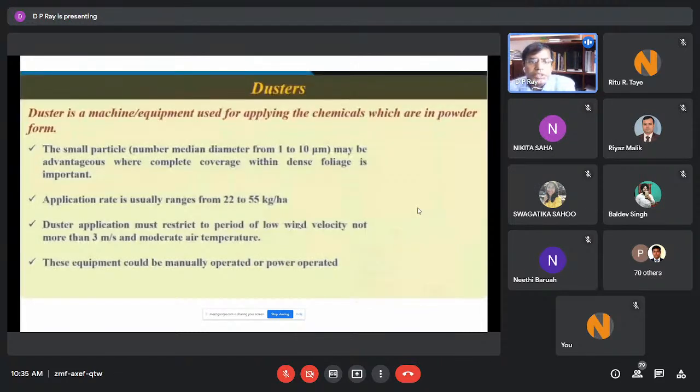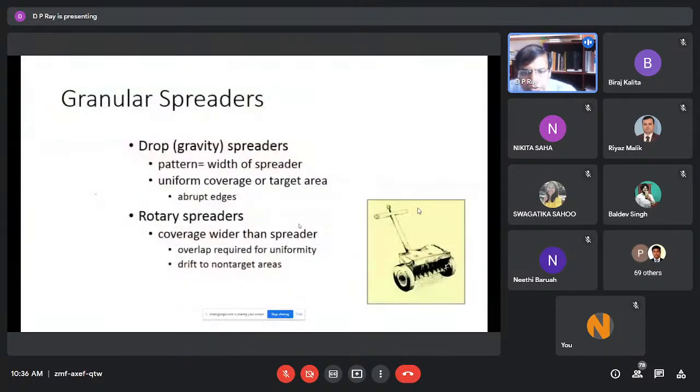Generally for dust formulation, a duster is used. A duster is a machine or equipment used for applying chemicals that are in powder form. Small particles of 1 to 10 micrometers may be advantageous where complete coverage of dense foliage is important. The application rate is 25 to 55 kg per hectare. Dust application must be restricted to periods of low wind velocity, not more than 3 meters per second, and moderate air temperature. For granular spreaders, there is the drop spreader or rotor spreader. And sprayers will be coming next.